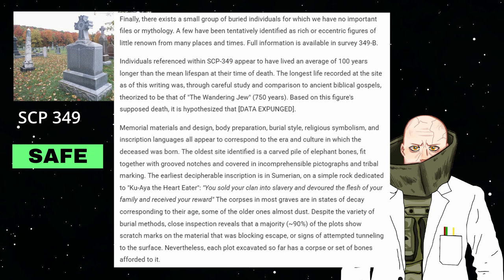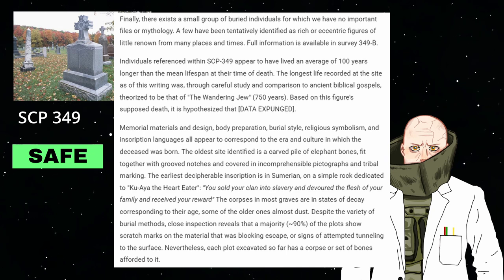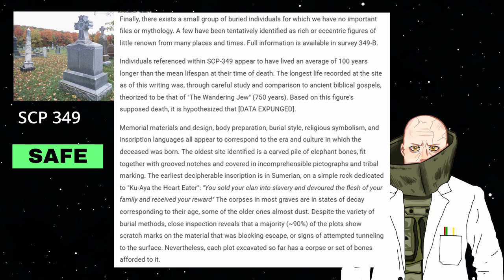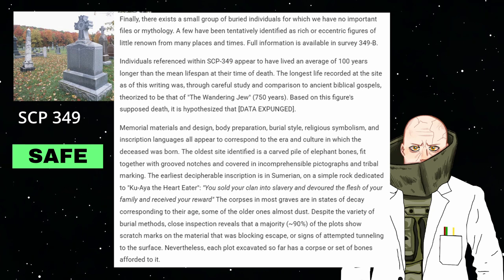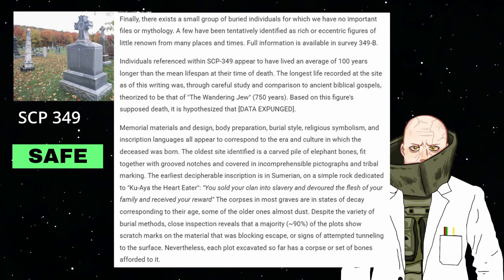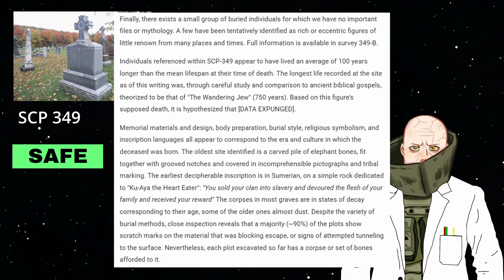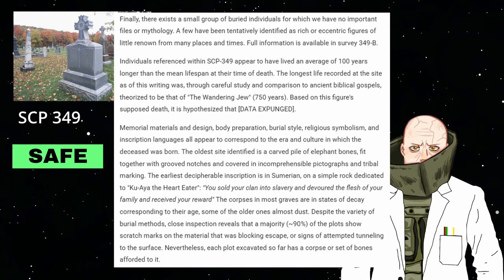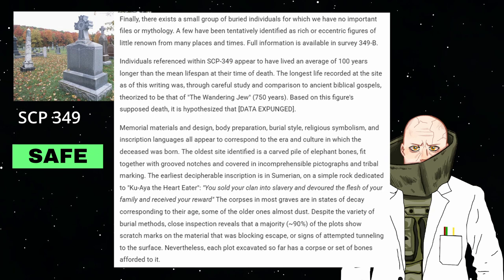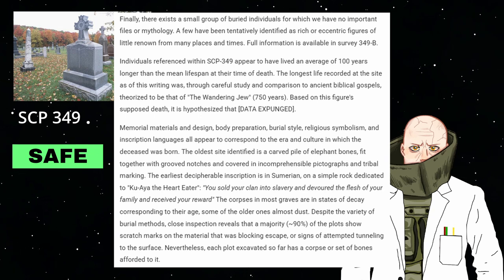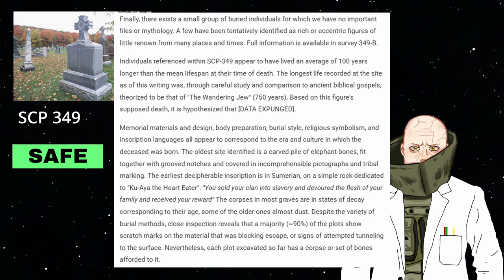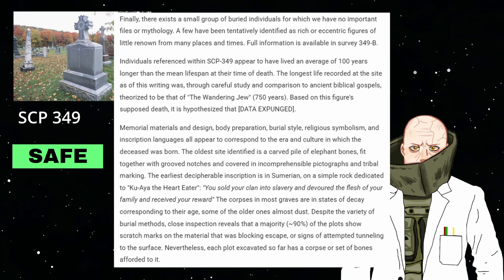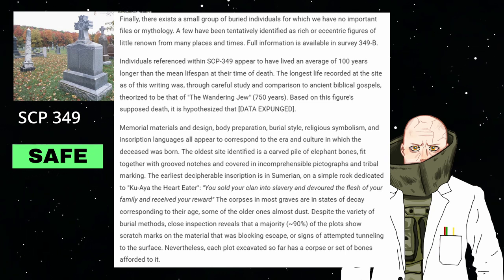Memorial materials and design, body preparation, burial style, religious symbolism, and inscription languages all appear to correspond to the era and culture in which the deceased was born. The oldest site identified is a carved pile of elephant bones, fit together with grooved notches and covered in incomprehensible pictographs and tribal markings. The earliest decipherable inscription is in Sumerian, on a simple rock dedicated to Ku-Aya the Heart-Eater. "You've sold your clan into slavery and devoured the flesh of your family and received your reward."